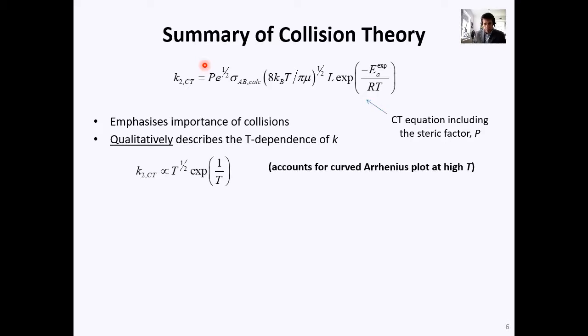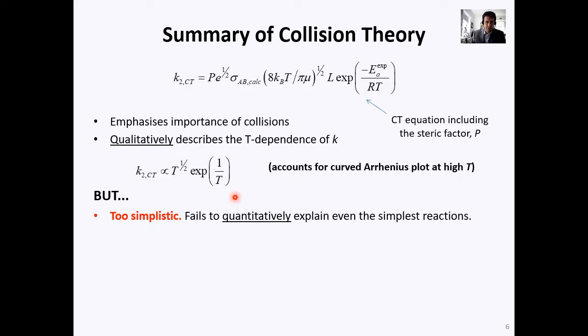The other good thing about collision theory that you may have already noted is that the pre-exponential factor, the bit before the exponential, is now temperature dependent, which will start to account for those curved Arrhenius plots that I introduced in the first video for this course. So this starts to bring that idea in. And so the temperature dependence of k in this case is T to the half multiplied by the exponential of, it should be a minus here, minus 1 over T. Okay.